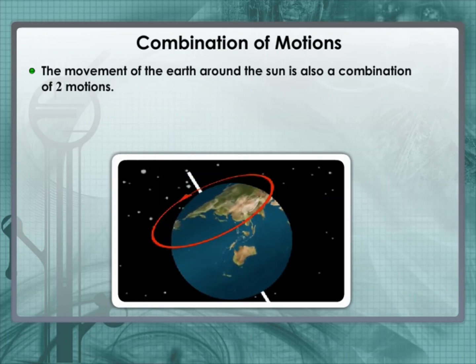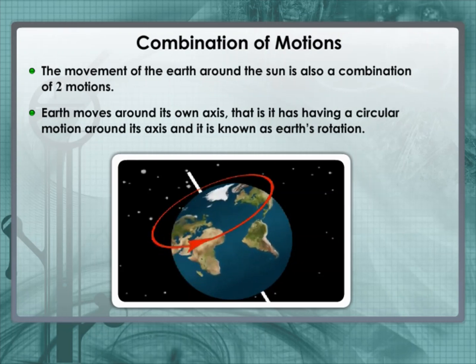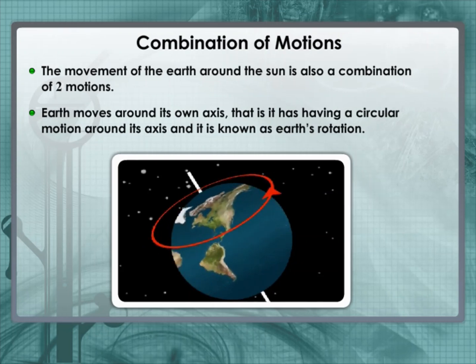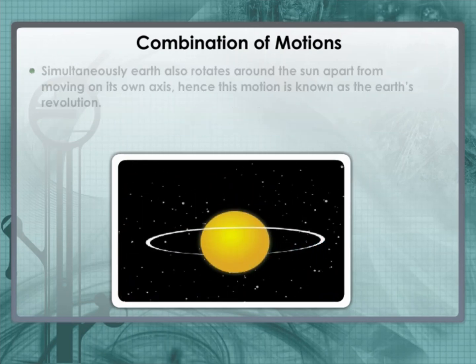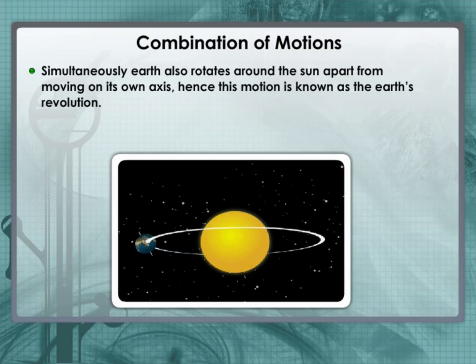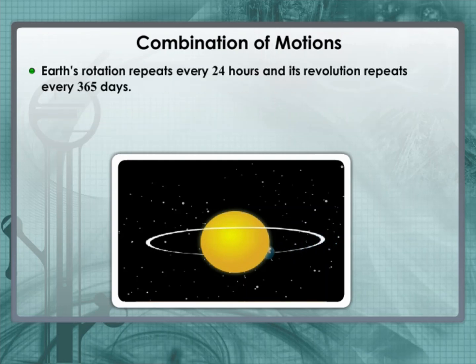The movement of the Earth around the Sun is also a combination of two motions. Earth moves around its own axis. That is, it has a circular motion around its axis, and it's known as Earth's rotation. Simultaneously, Earth also revolves around the Sun. Hence, this motion is known as the Earth's revolution. Apart from the Earth's rotation and revolution being a circular motion, it is a periodic motion as well. Earth's rotation repeats every 24 hours, and its revolution repeats every 365 days.